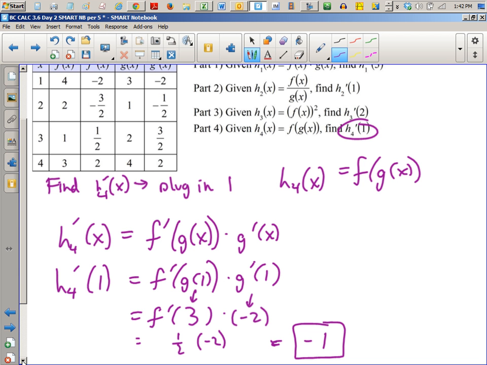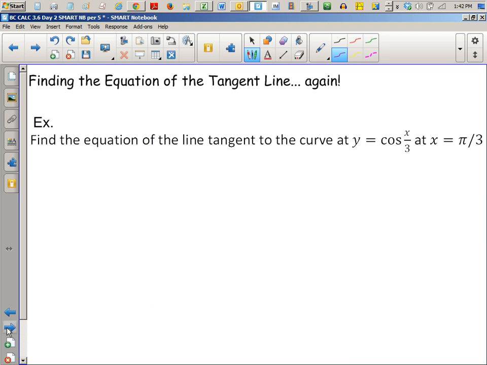Would that be an FRQ? No, this would probably be a multiple choice problem. Yeah. And it would only give you one part. But I wanted to show you how you can use all your rules there.